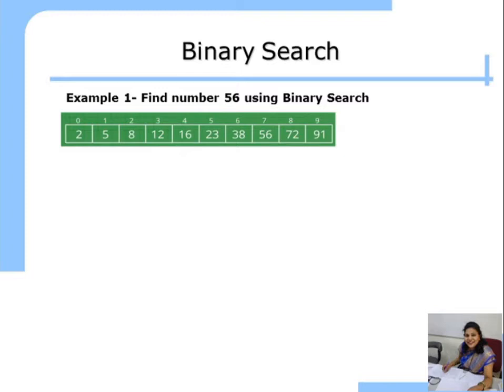See, if we want to find 56 using linear search, how many passes will you require? You will require comparisons from index 0 to 7, meaning a total of 8 comparisons. So for linear search, you require 8 passes to find the number 56. Now we will apply binary search to find 56 and see how many passes are required. Remember, linear search requires 8 passes. And binary search, now we will see that.